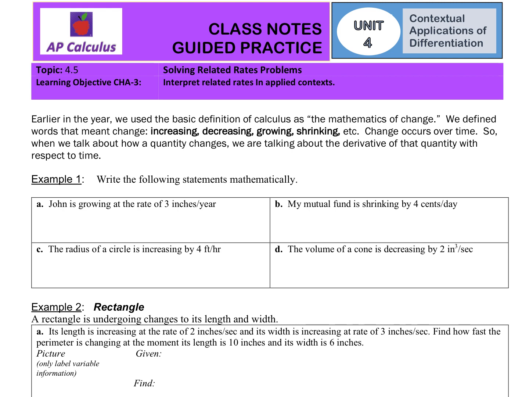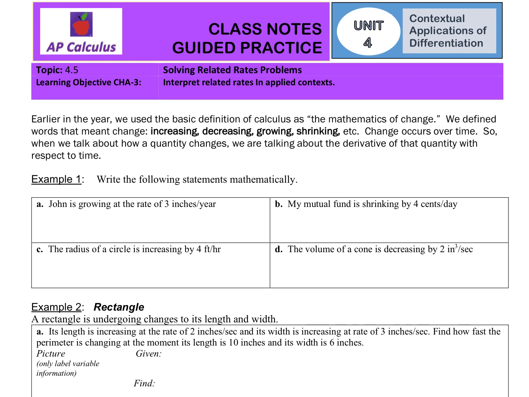But basically, if you see these words of increasing, decreasing, growing, or shrinking, those are usually good buzzwords of meaning we're going to have to find a related rate and we're going to have to solve it using implicit differentiation. Okay. So change occurs over time. So when we're talking about how a quantity is changing, we're going to be talking about the derivative of that quantity with respect to time.